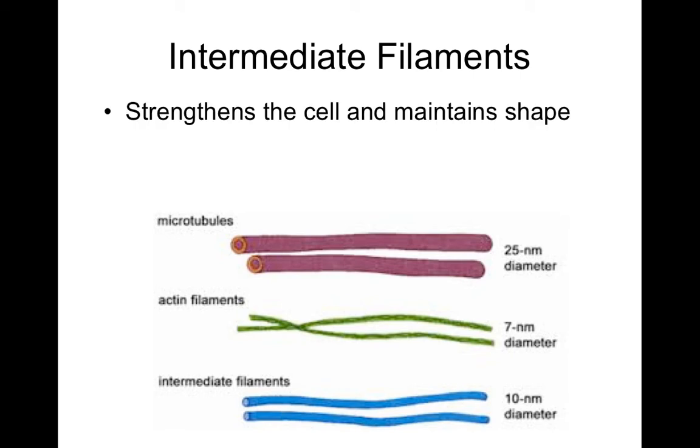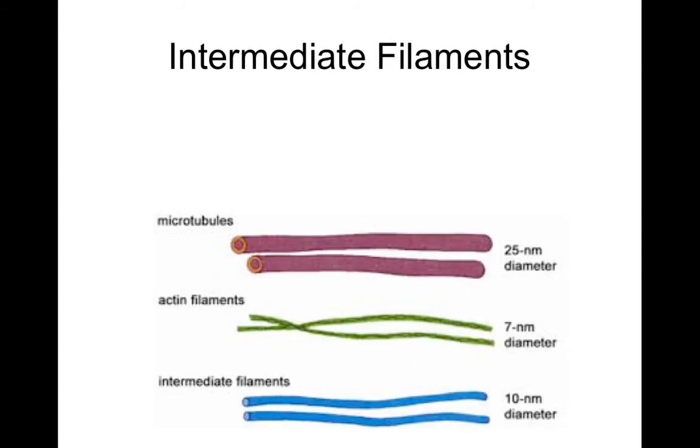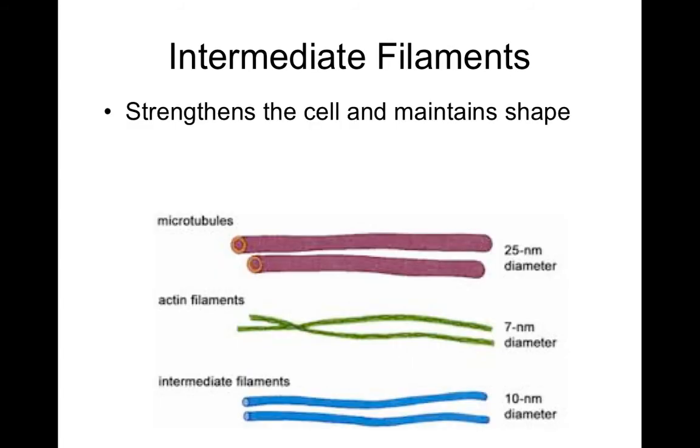And then we have intermediate filaments. I love how these are named. We have microfilaments, intermediate filaments, and then we will get to microtubules in a second. These are the intermediate size. So intermediate filaments, they strengthen the cell and help to maintain shape.